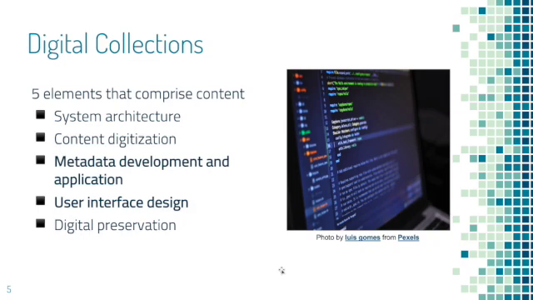So if we're talking about library websites, we're talking about digital collections, and there are five elements that comprise content, which is system architecture, content digitization, metadata development and application, user interface design, and digital preservation. For the scope of my project, I focused on metadata development and application. Metadata development for the user is what makes resources discoverable. So, descriptions must be concise and easily interpreted by the user.